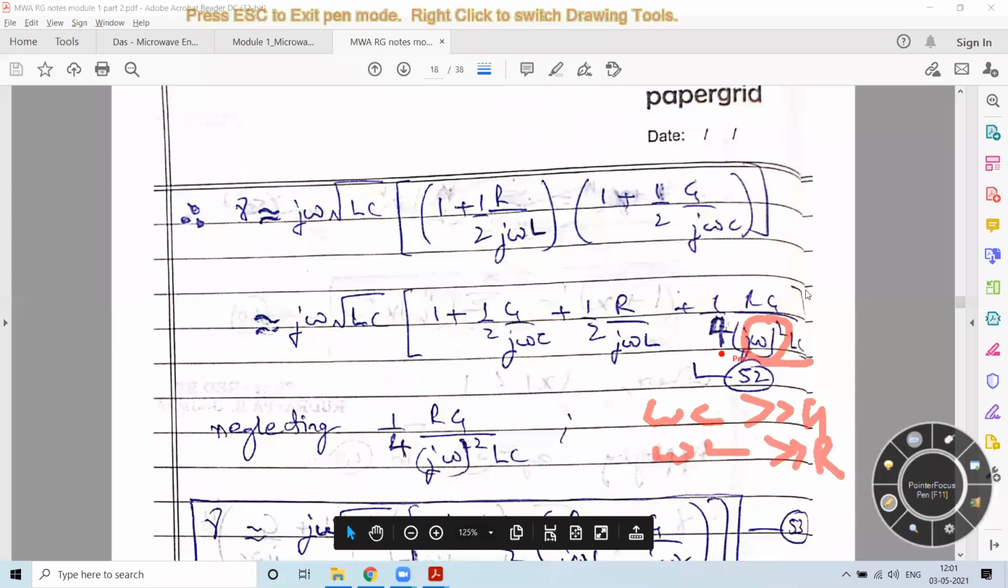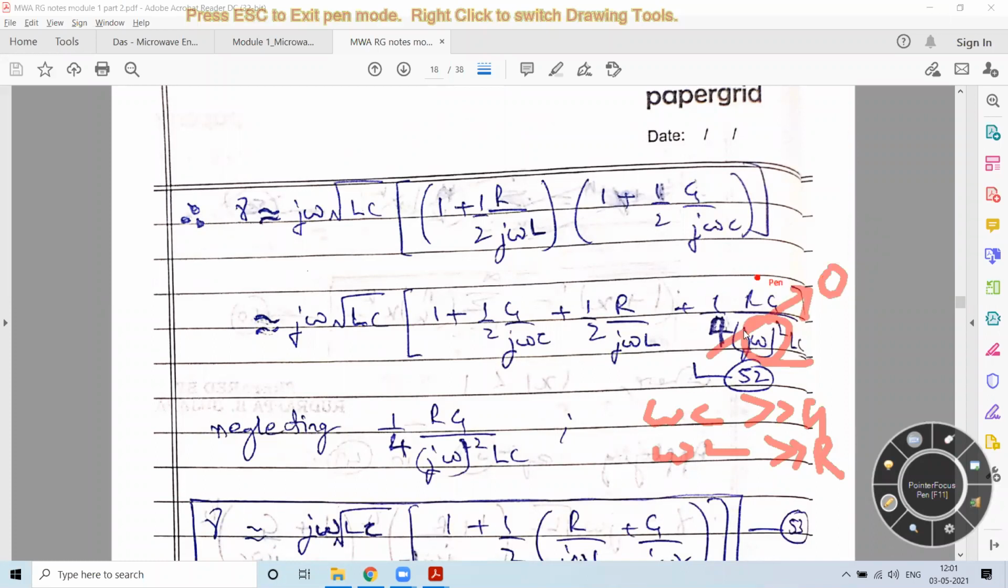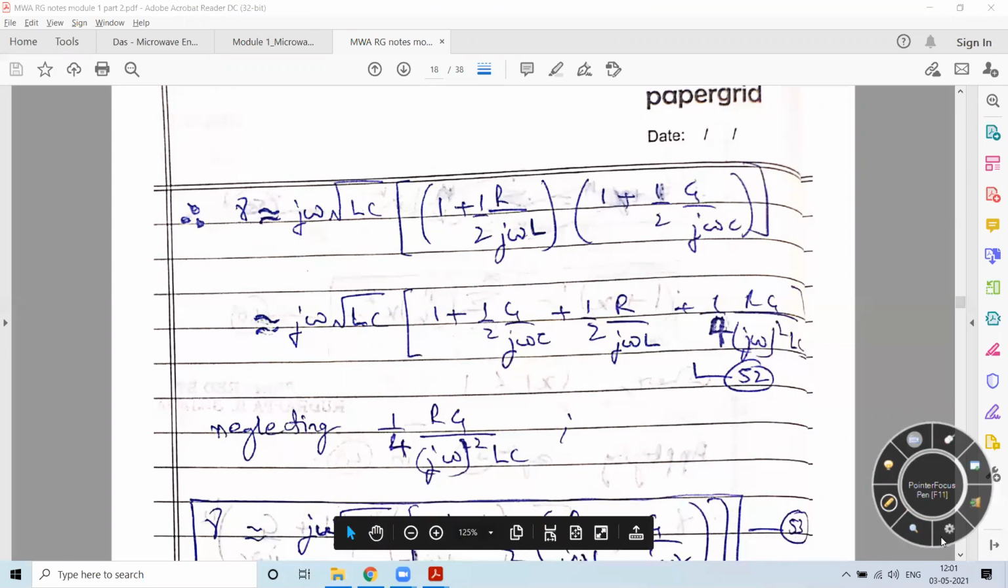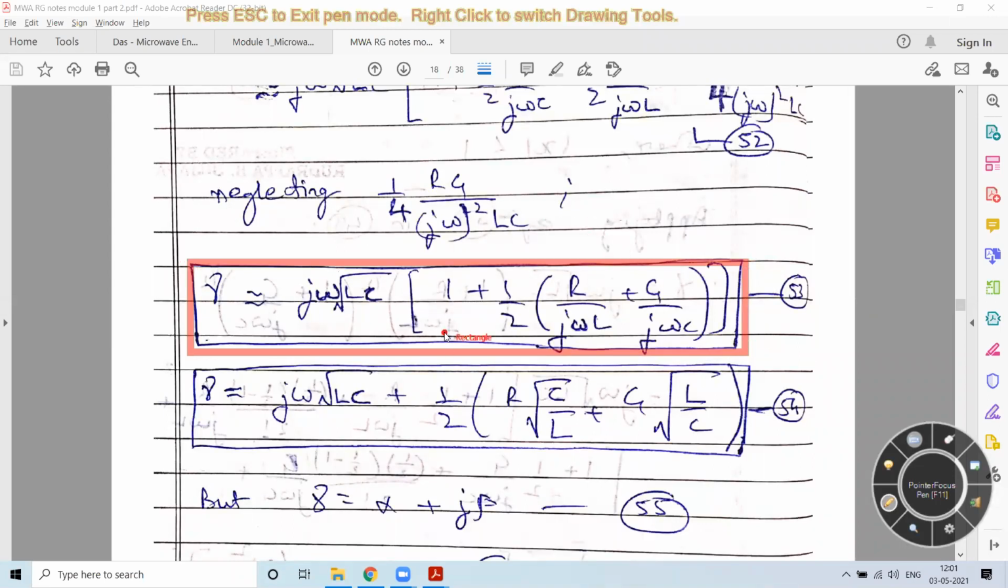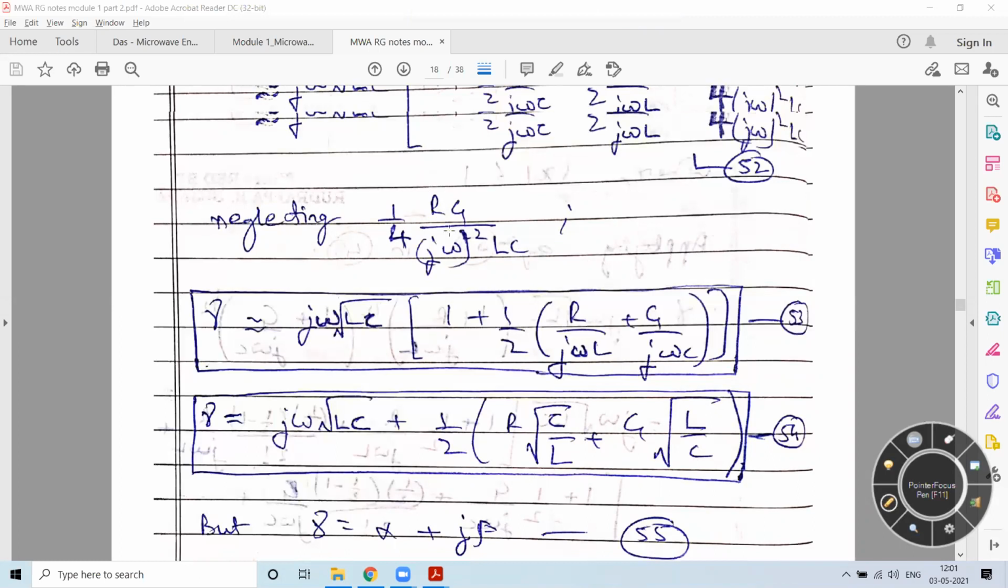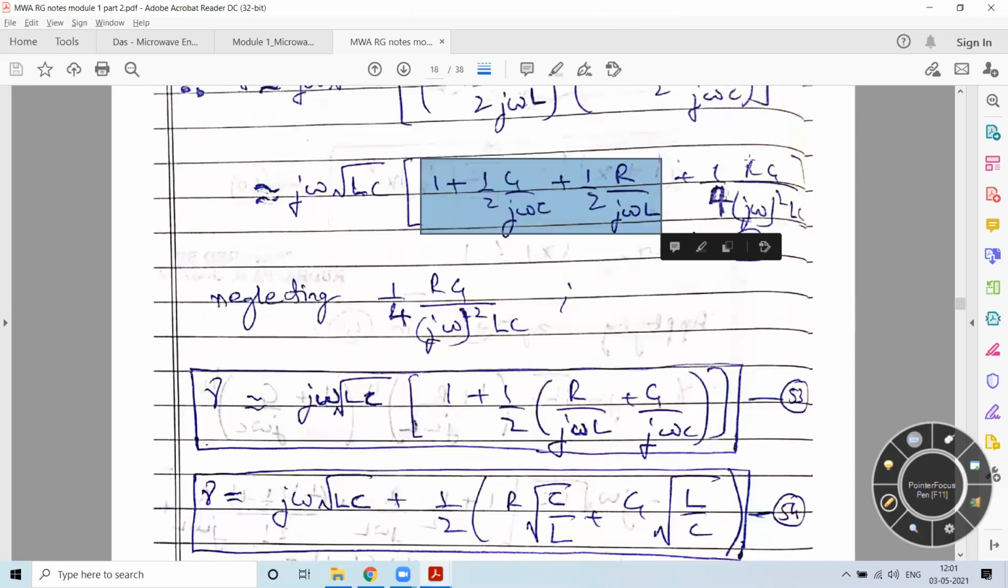Then what I do is, I equate this to 0. That is, I assume that this value tends towards 0. Therefore, I neglect this parameter in the next step, and I retain only these three parameters. So when I do that, gamma will be nearly equivalent to this equation. That is, only those parameters we are considering. This we are assuming tends towards 0. That's why we are neglecting that parameter.